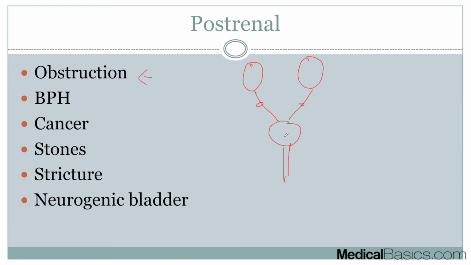You could have a stone that winds up right before the bladder, as well as BPH. If this is a man, you can have the prostate being a cause of obstruction, as well as different types of cancers, strictures, and neurogenic bladder. If your bladder is not functioning properly, you have an obstruction at this level, and it'll cause a backup above, and that's how you can cause post-renal AKI. I think probably the most common cause of an AKI is some type of obstruction due to BPH.